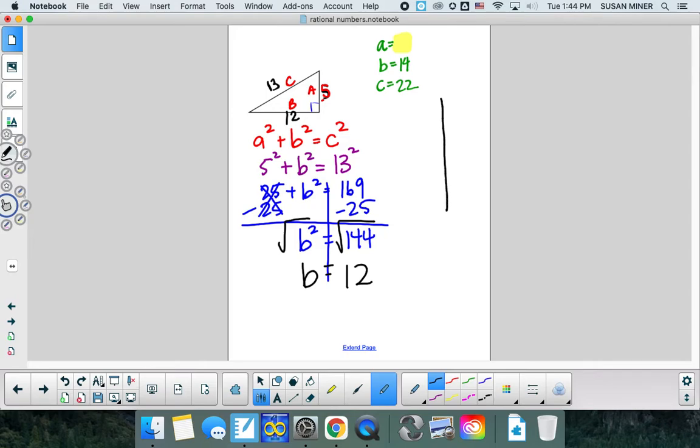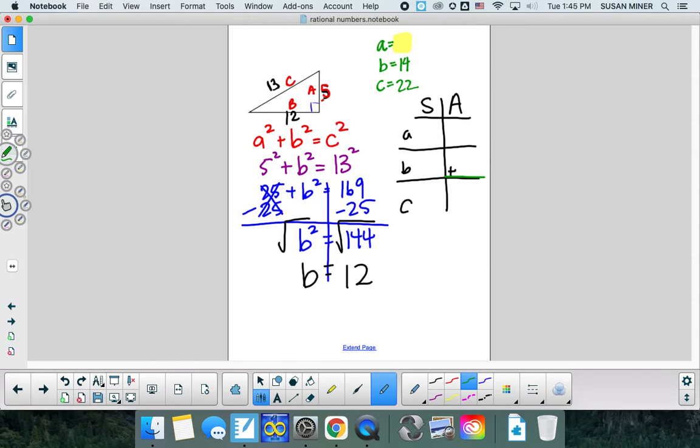Or I can write my chart out. Here's my side lengths. Here's my area. I need an A, I need a B, I need a C. These two areas are going to add up to my third area over here. Well, let's figure out what we've got.